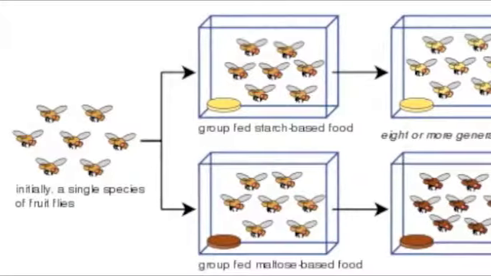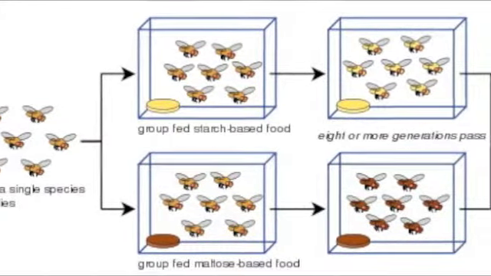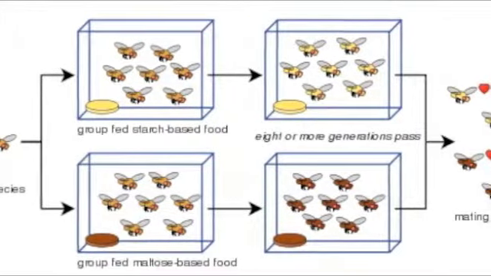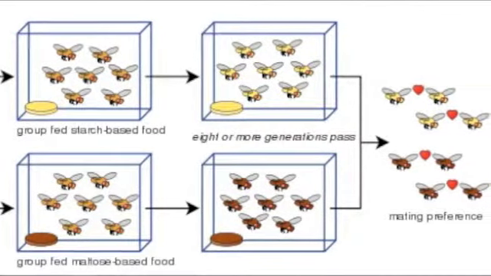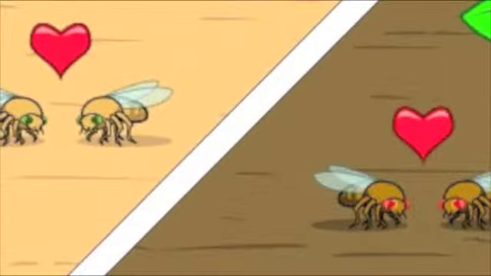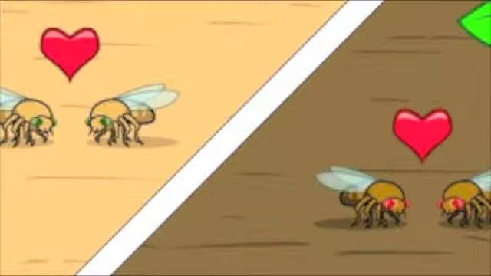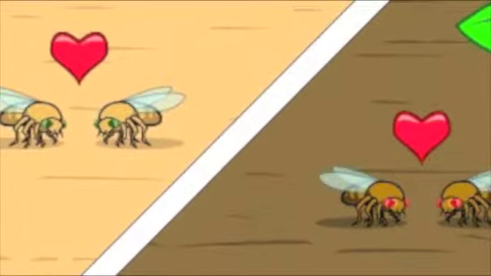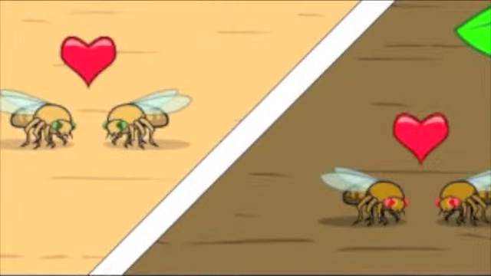An experiment done by Diane Dodd on fruit flies explains speciation further. A single species of fruit flies was separated into two groups. One group was given a starch-based food and the other group was given a maltose-based food. After a few generations of fruit flies, the two groups were put together into one group. However, the starch-fed fruit flies only mated with the starch-fed fruit flies, and vice versa. Therefore, the two differently fed fruit flies formed two different subspecies of the original species of fruit fly.